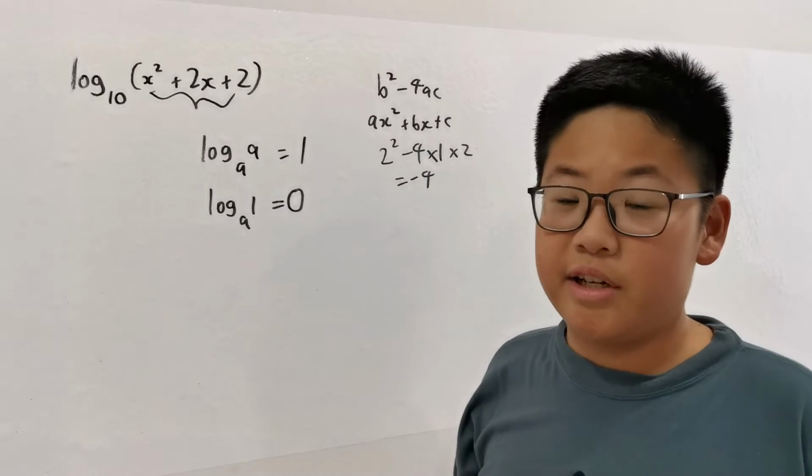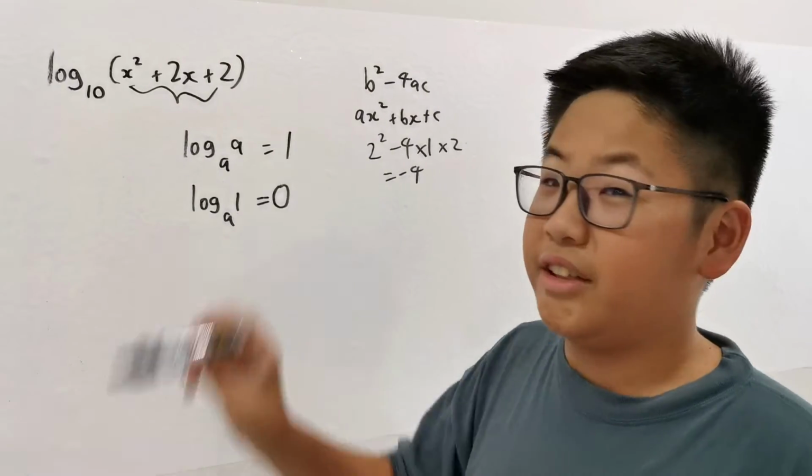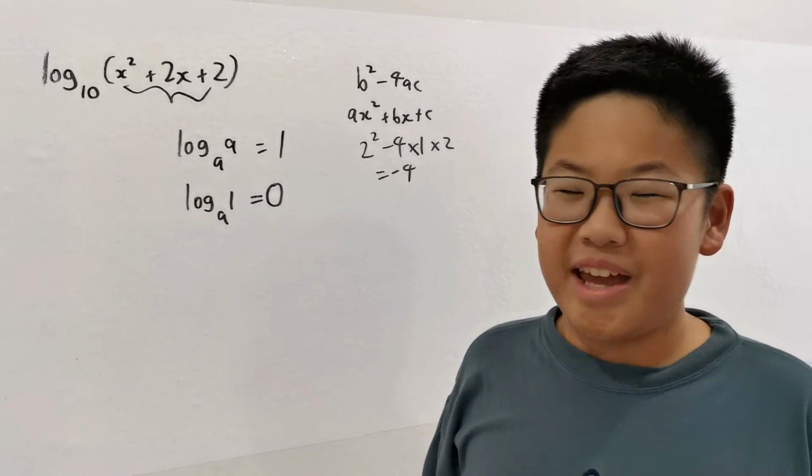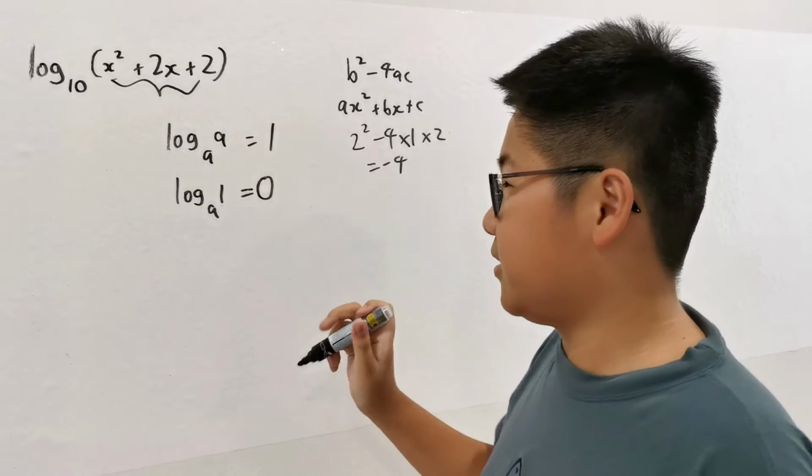Oh dear, it's negative. This means that we do not have any real solutions. In other words, this quadratic never touches 0. It's a pity, right? It can only reach up to 1 and onwards.